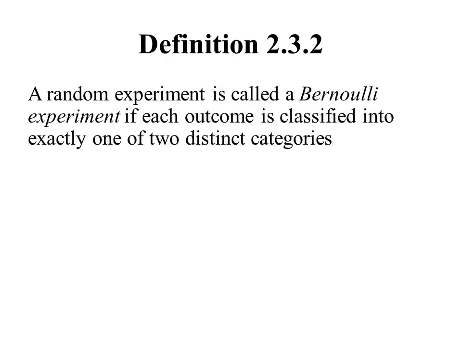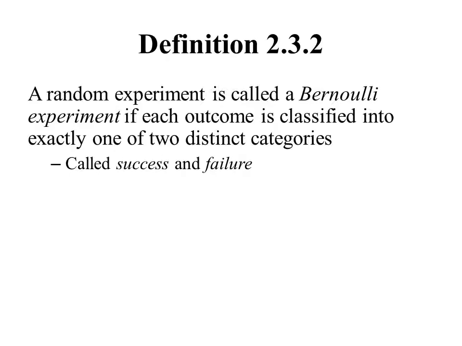Now, before we define our next type of distribution, we're going to define something that we call a Bernoulli experiment. A random experiment is called a Bernoulli experiment if each outcome is classified into exactly one of two distinct categories. And this is the key word here, two distinct categories is the important phrase to be a Bernoulli experiment.